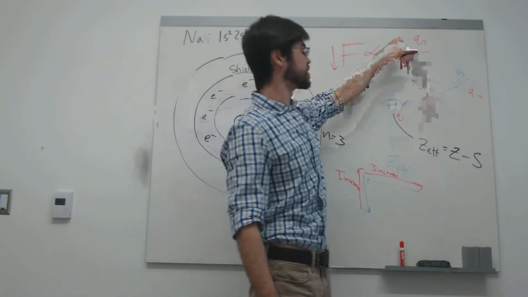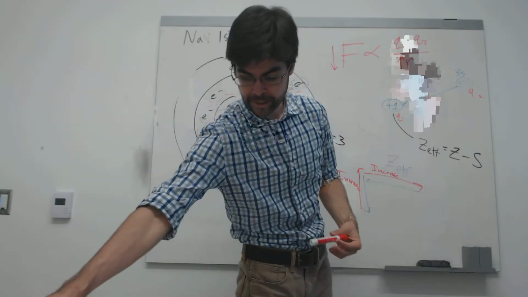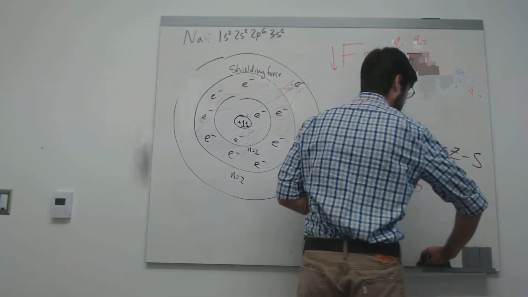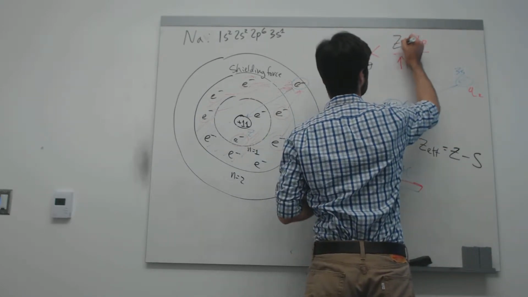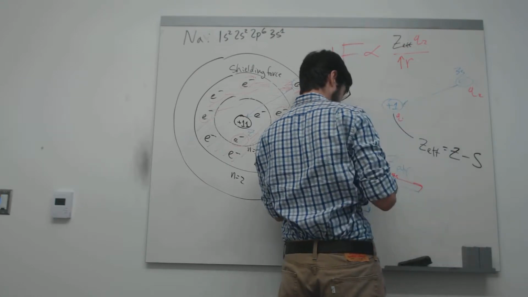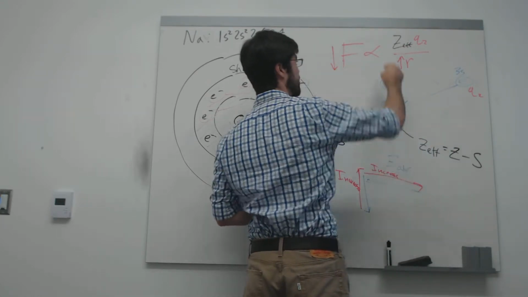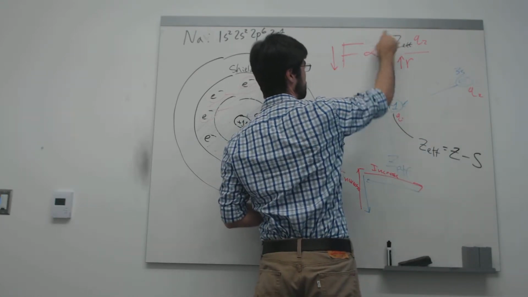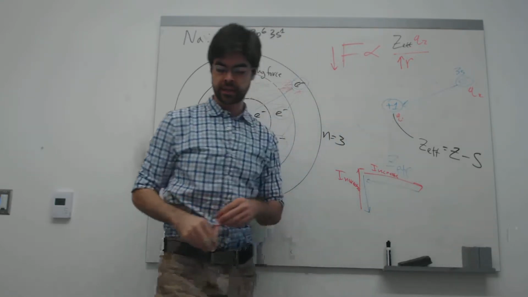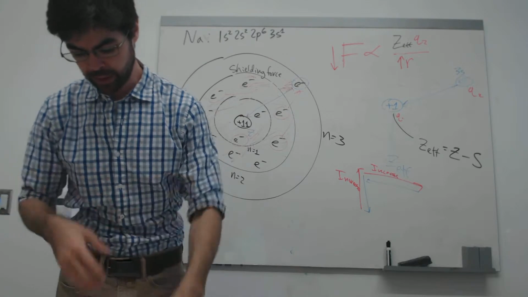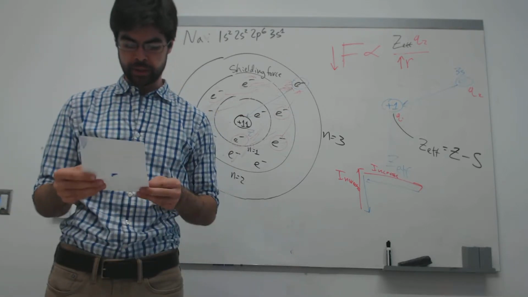So again, one of my charges can be my effective nuclear charge. As effective nuclear charge increases, the force tends to increase, which means that the radius tends to decrease on average. So yeah, they would get pulled closer to the nucleus.